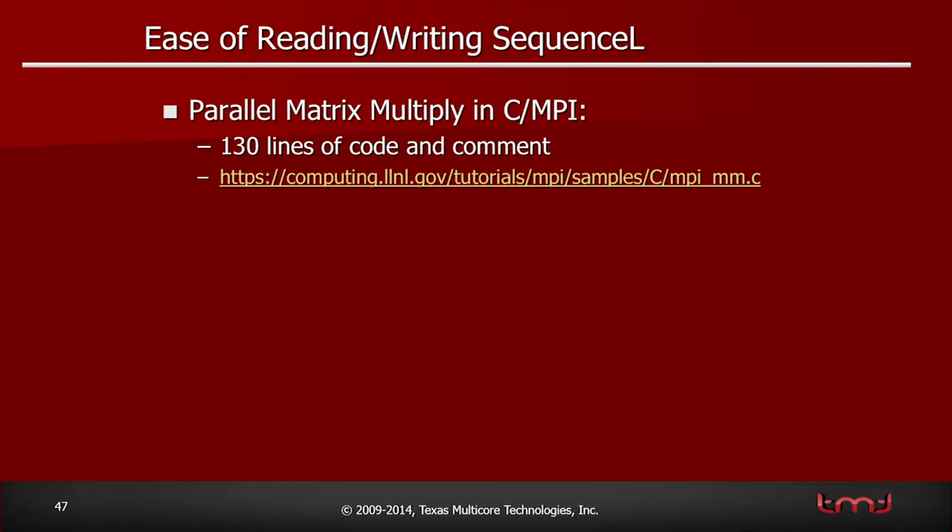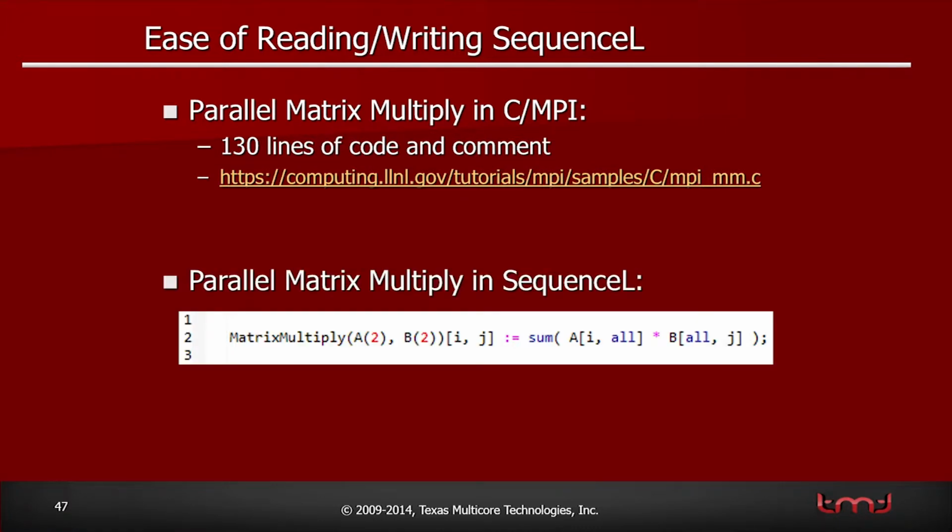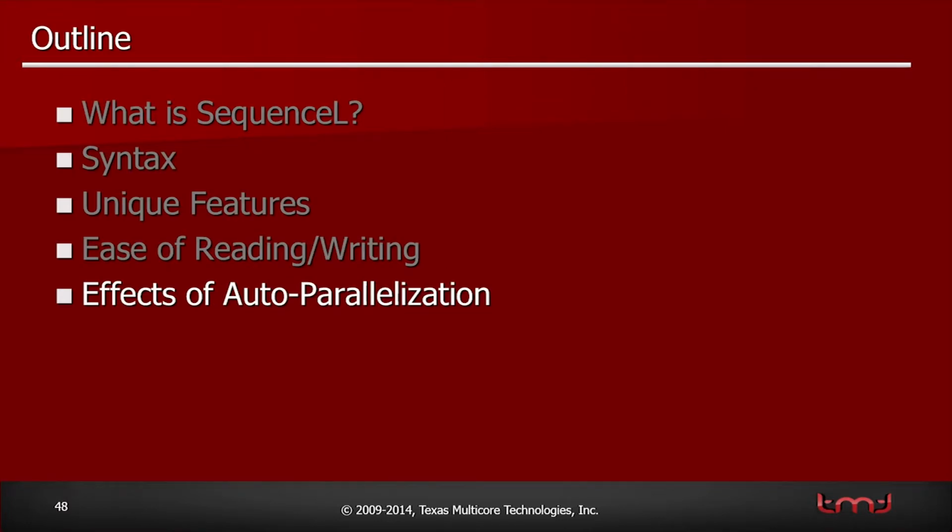The parallel implementation of matrix multiply, written in C and MPI, is 130 lines of code with a few comments. An example of this can be found at this link. Parallel matrix multiply in SequenceL is the same line of code thanks to SequenceL's automatically parallelizing compiler. But how does SequenceL's parallel matrix multiply perform? We'll now take a look at the effects of SequenceL's automatic parallelization.